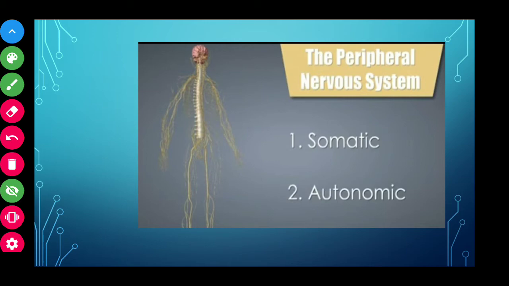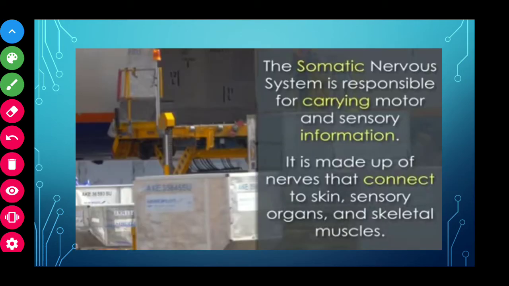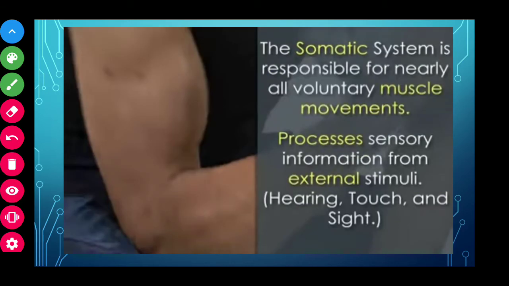Next we will see peripheral nervous system. We have seen brain and spinal cord in the central nervous system. Next, peripheral nervous system. It has been divided into somatic and autonomic nervous system. Somatic nervous system is responsible for carrying motor and sensory information. It is made up of nerves that connect to skin, sensory organs and skeletal muscles. This somatic system is responsible for nearly all voluntary muscle movements, and processes sensory information from external stimuli like hearing, touch and sight.